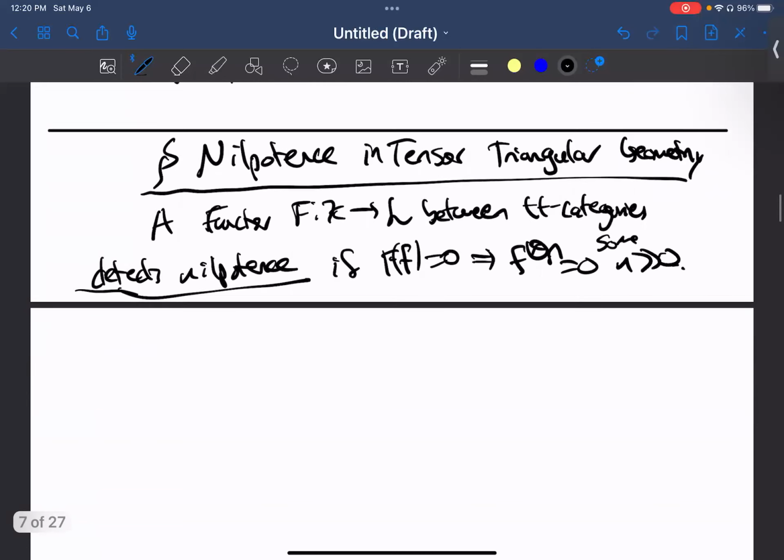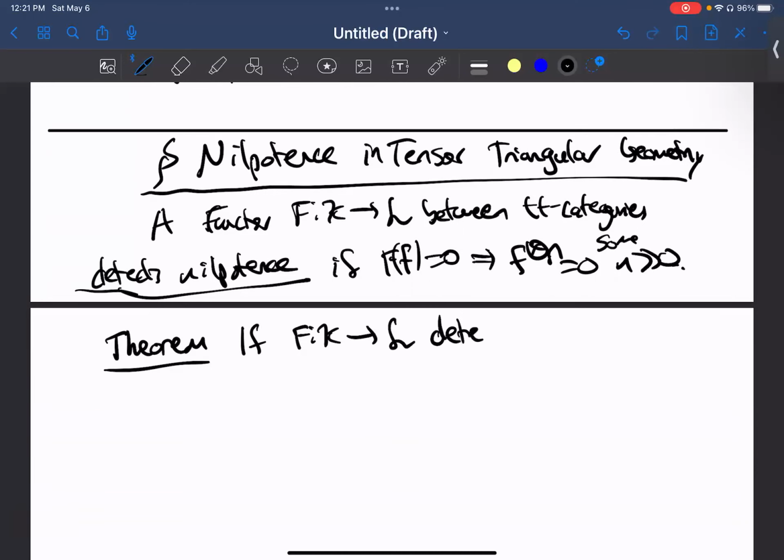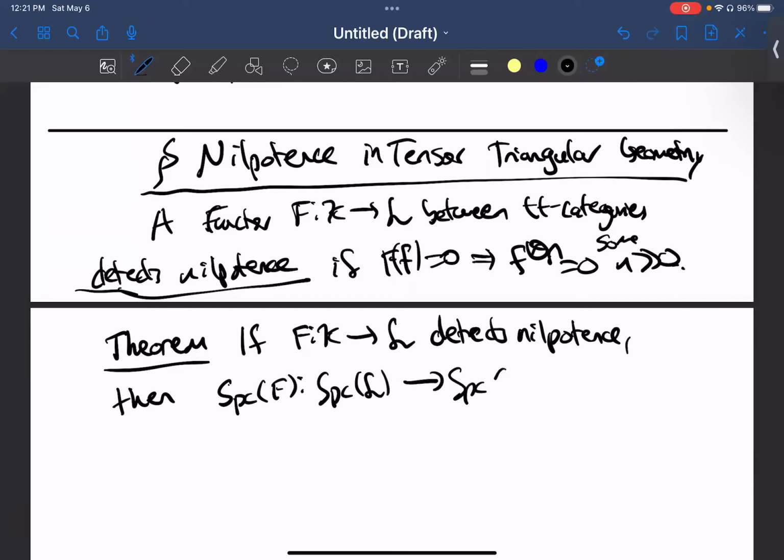Okay. So the main theorem we're going to try and prove is that if F from K to L detects nilpotence, then the map the other way on their spectra is surjective.